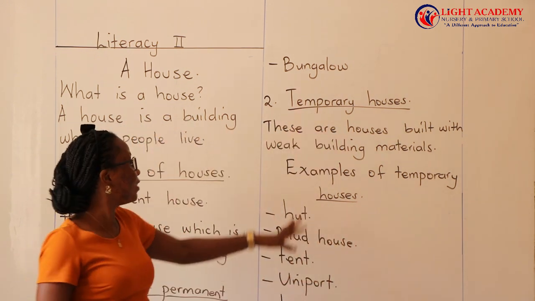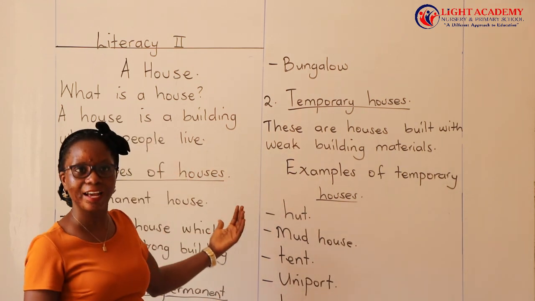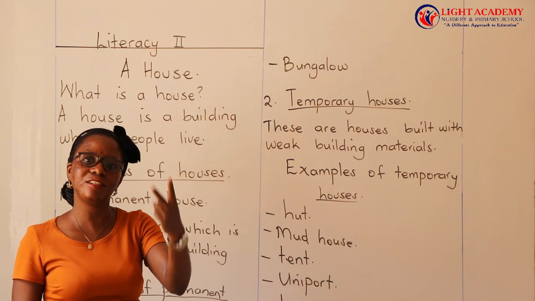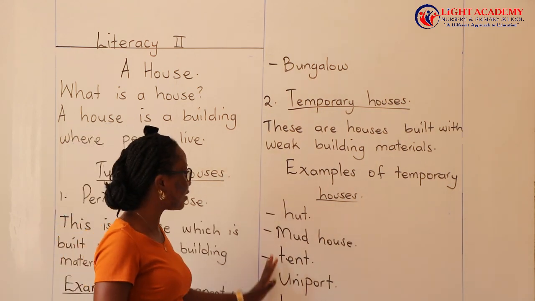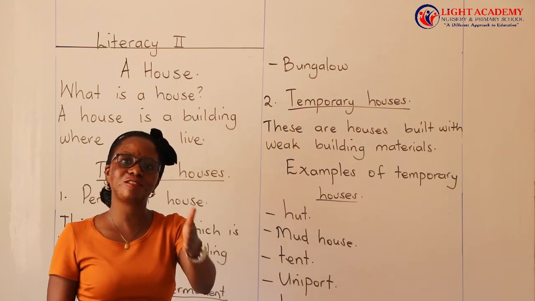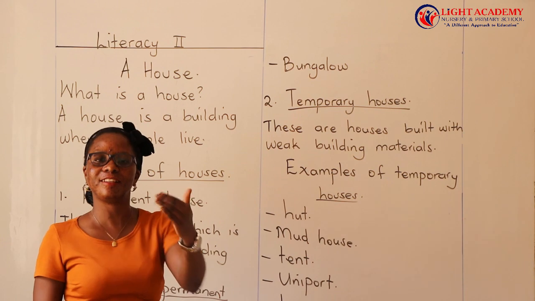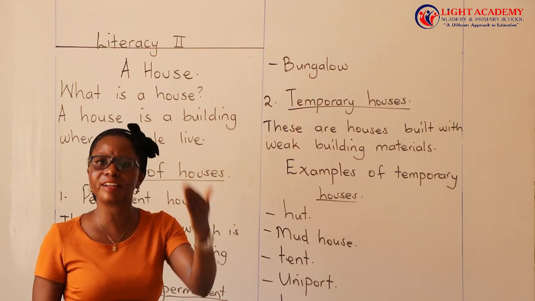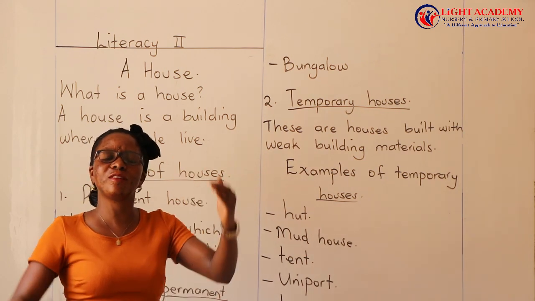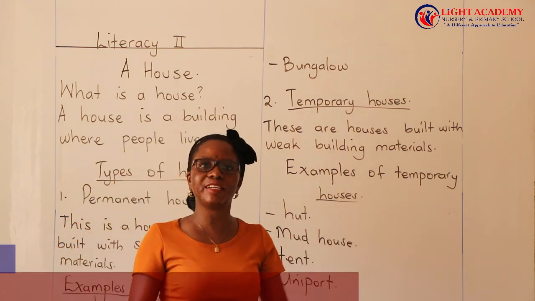So these are some examples of temporary houses. As you can see, temporary houses are more than the permanent houses. Permanent houses are only 2 and the temporary houses are very, very many. So I have a question for you who is watching me. Is your house temporary or is it permanent? Look at your house. Is it built with strong building materials, or is it built with weak building materials?